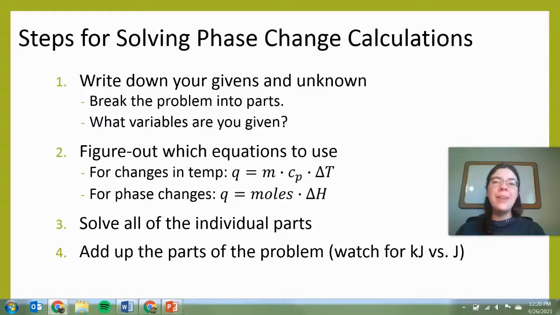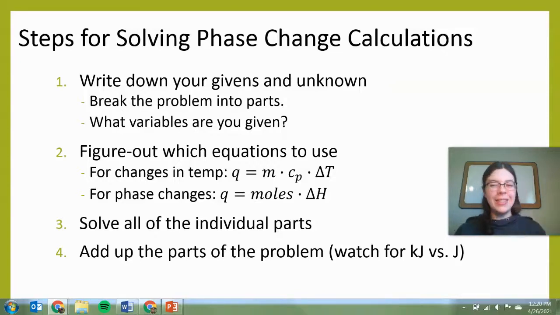Okay, so when it actually comes to solving problems involving phase changes, there are a few different steps to help you out. The first thing I recommend is that you write down your givens and your unknowns. So you're going to break your problem into different parts, and then you're going to consider what variables you're being given. Next, you need to figure out which equations to use. Anytime you have a change in temperature or one of those diagonal lines, you're going to use Q is equal to M times C times delta T.